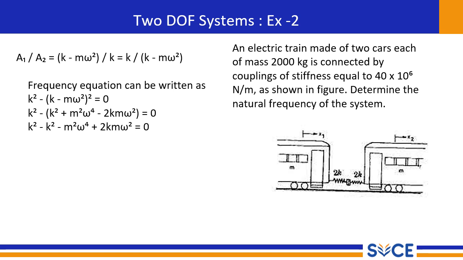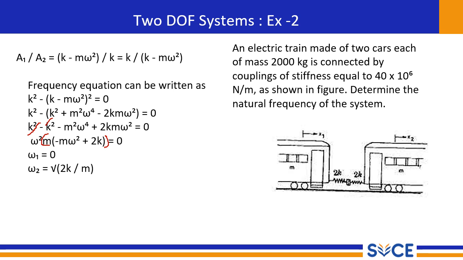So what will happen? This k square will get cancelled. The next step, this also gets cancelled. So here you can equate this on one side. Since this term is not equal to 0, omega is 0. Next, you can write the other one also: omega square equal to 2k by m, that is, omega equals root of 2k by m.